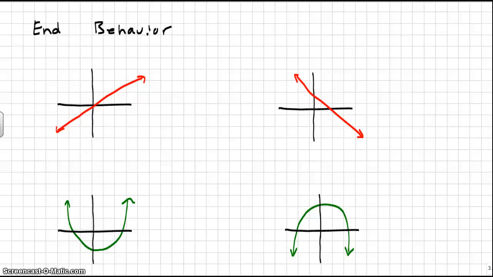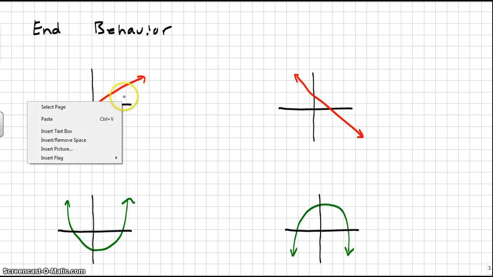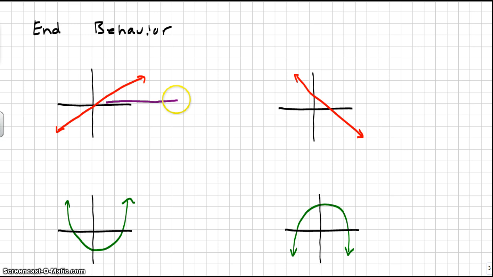As our x values get really big, as our x values go out this way, get really big, what happens to our y values? What happens to our graph when I look at really big, large values of x?